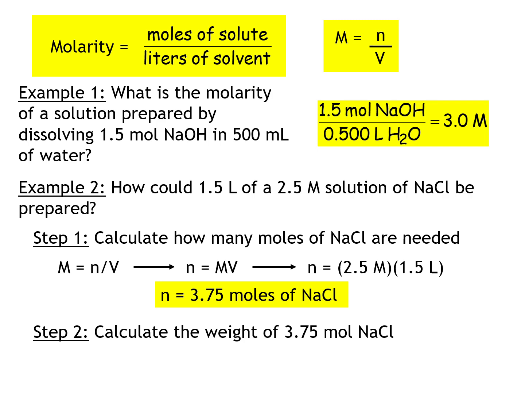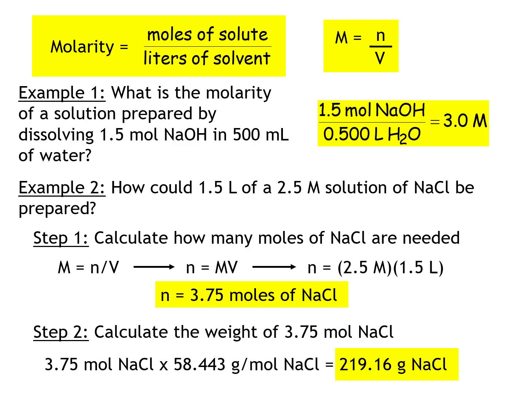However, you can't weigh out moles. You have to convert that into grams. So we're going to take the moles of sodium chloride and multiply by its GFM, or its molar mass, and we would get that we would have to weigh out 219.16 grams of sodium chloride and then dissolve it to a total volume of 1.5 liters of water.